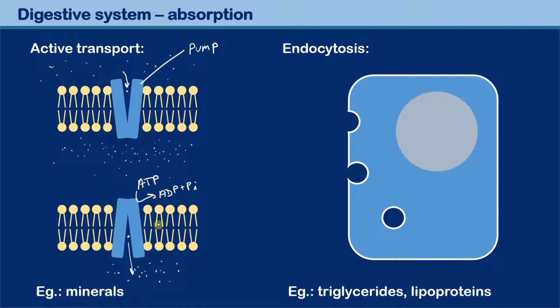In the case of simple and facilitated diffusion, which I just talked about, essentially you will have an equal concentration on both sides. But over here with active transport, we really start to build up a high concentration of minerals. Next one is called endocytosis.